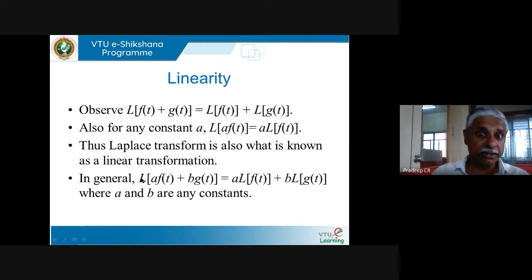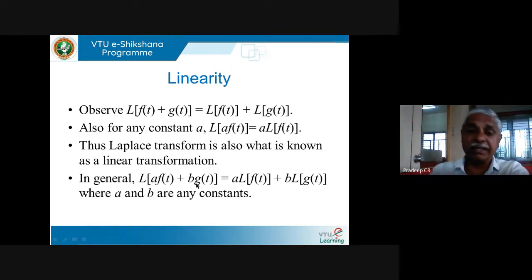It's like, instead of L, if you put capital D, I had D of A F(T) plus B G(T) is A D F(T) plus B D G(T). Similarly, I also was a linear transformation. Now, L is also such a linear transformation. Proof is very easy, direct from definition, but let's not bother about it. So this is a very important thing.